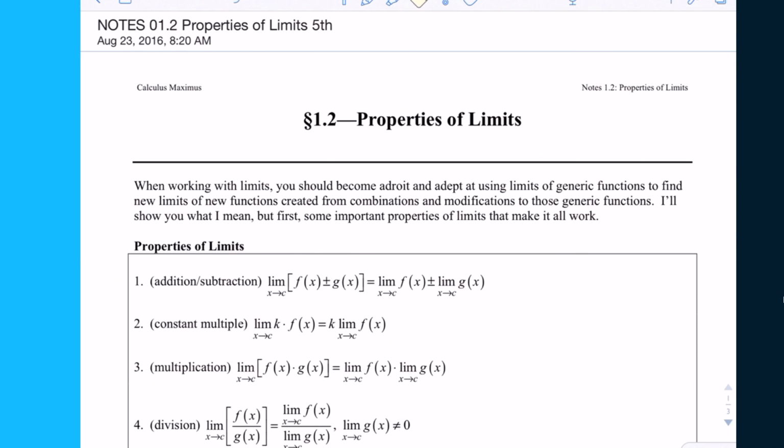1.2, properties of limits. This section is going to be pretty darn easy, pretty darn fast. In fact, I think we'll finish it today. How's that sound?